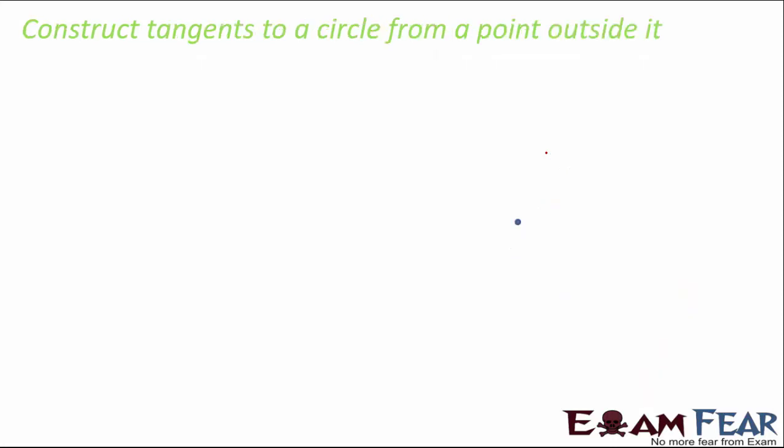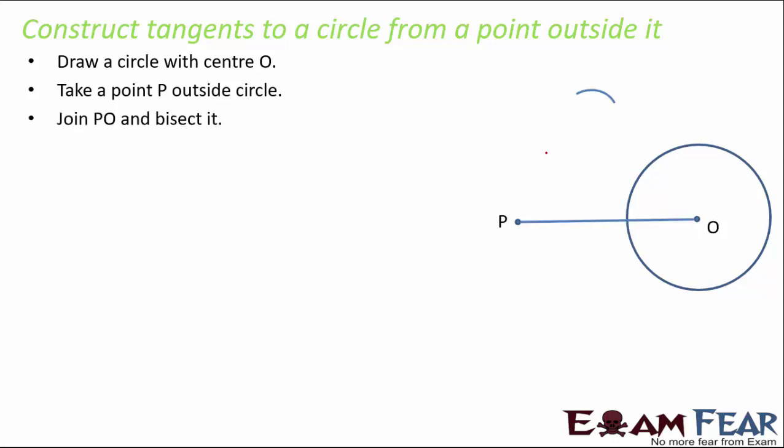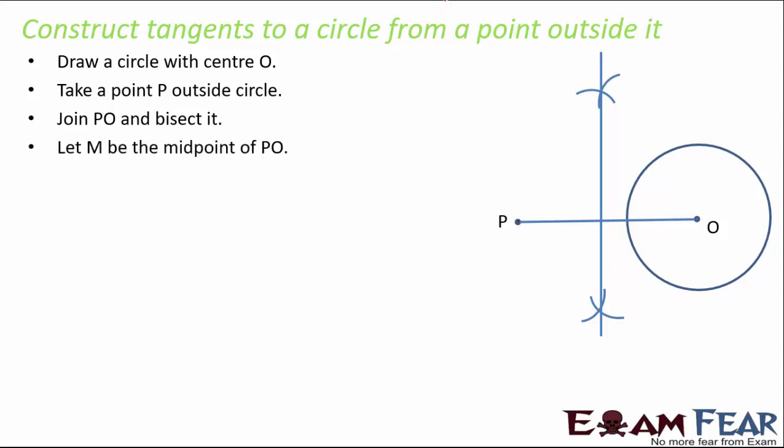Right? Let's look at the next construction where we have to construct tangents to a circle from a point outside it. Okay. So first we draw a circle with center O. Okay. Now take a point P outside the circle. So this is point P outside the circle. Join PO and bisect it. So this is how we bisect a line. So you keep your compass at point O, draw this arc, draw this arc. Similarly, you keep it at point P, draw this arc, draw this arc. So this is how we draw a bisector, right? And then you bisect this line PO. Now let M be the midpoint of PO.